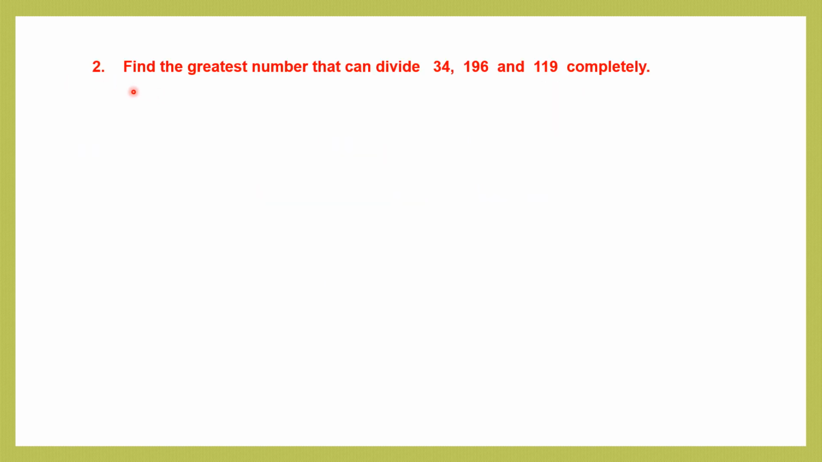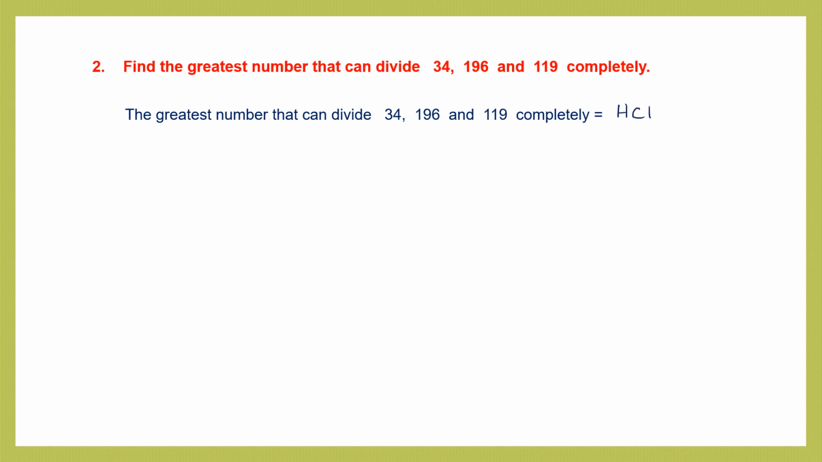Question 2. Find the greatest number that can divide 34, 196 and 119 completely. So whenever a question like this comes, the greatest number, then we say we have to find the H.C.F of these three numbers. So the greatest number that can divide these three numbers completely is its H.C.F. So let's start working.